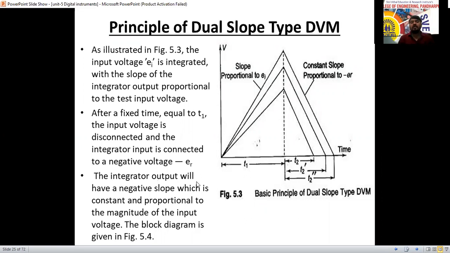So the integrator output will have a negative slope, which is constant and proportional to the magnitude of the input voltage. The magnitude is the same here now, for slope 1, slope 2, slope 3 we have taken here. So a different time is taken for the charging slope for each input. For the reference voltage, the time is different for each block. The magnitude is the same, but the durations are different: T2, T2 dash, T2 double dash.